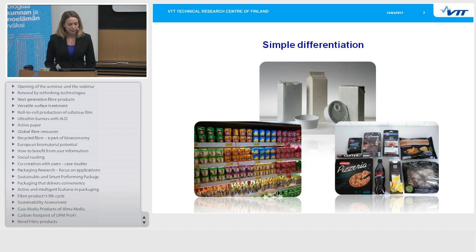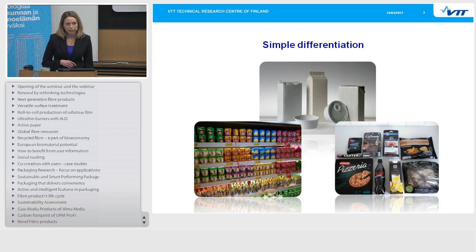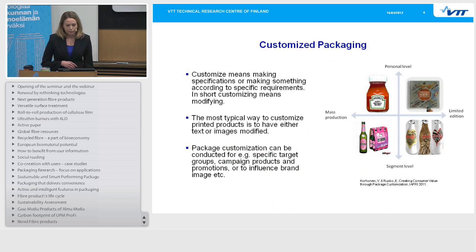So how do we differentiate the packaging? In these pictures, a very simple example, a simple way to differentiate and what is done already in the stores is the choice of color. We can make a really huge difference only by the choice of color to build our product. But we could take the customizing of the packaging a lot more further.